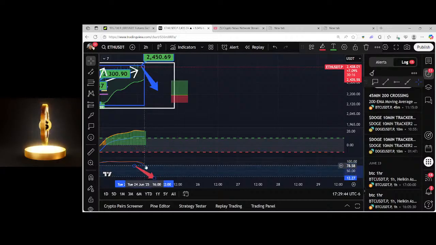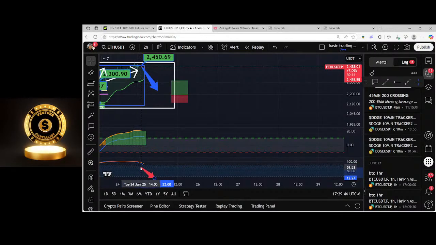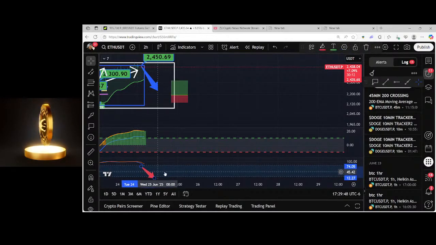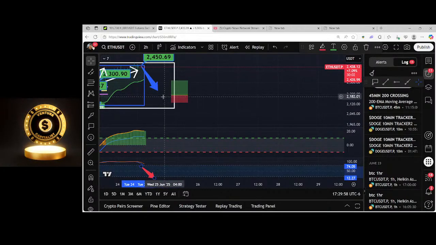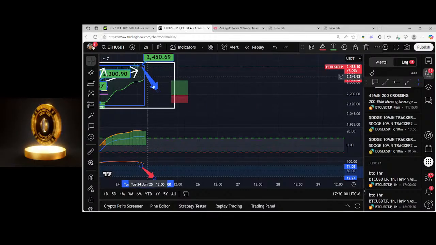All right, so we're starting to break this 20 line down, or this 80 line down right here. You see that? So that means that right now Bitcoin or Ethereum is in a momentum to the downside. Right? That's what we're talking about.